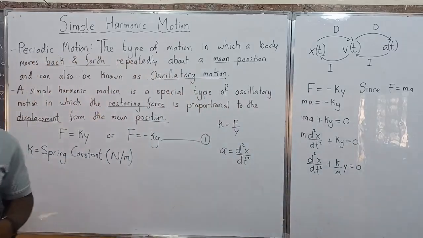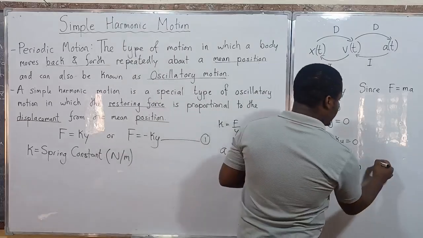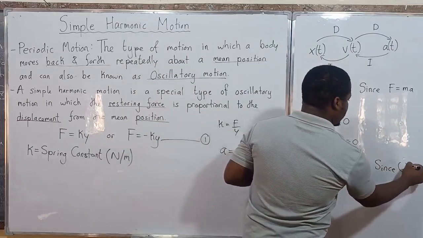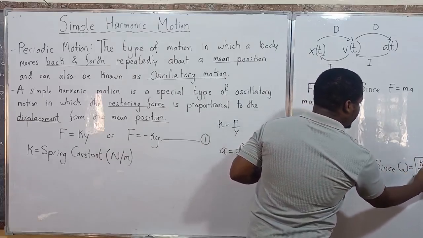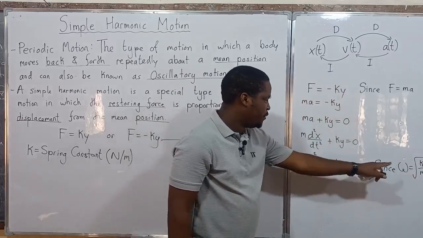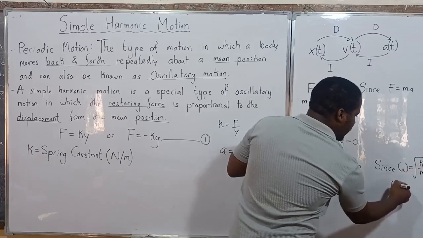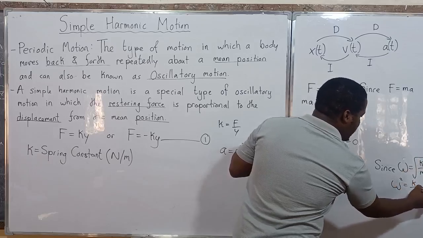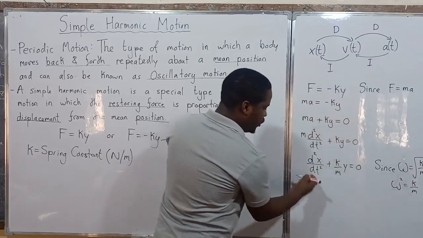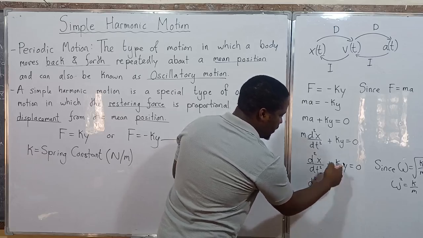Now, this is when we're going to bring in the angular frequency. Angular frequency is given by the square root of k over m. So since angular frequency is equal to the square root of k over m, here we have k over m. So how can we write this expression here? Since it's equal to that, we can square both sides so that the square of the angular frequency is equal to k over m, meaning that here this can change so that we have the double derivative with respect to time plus k over m.